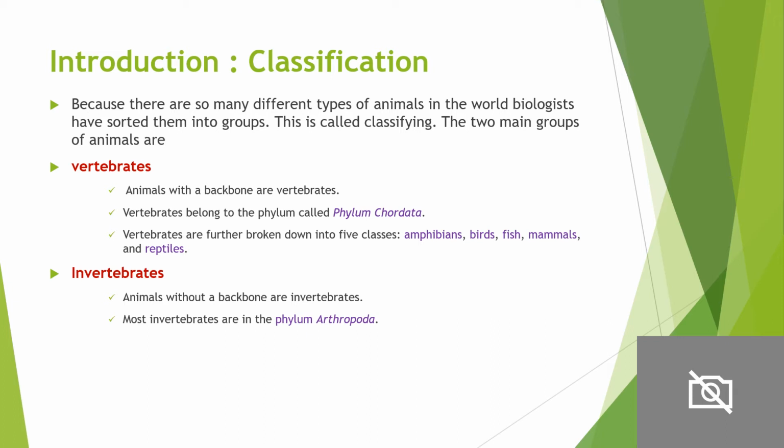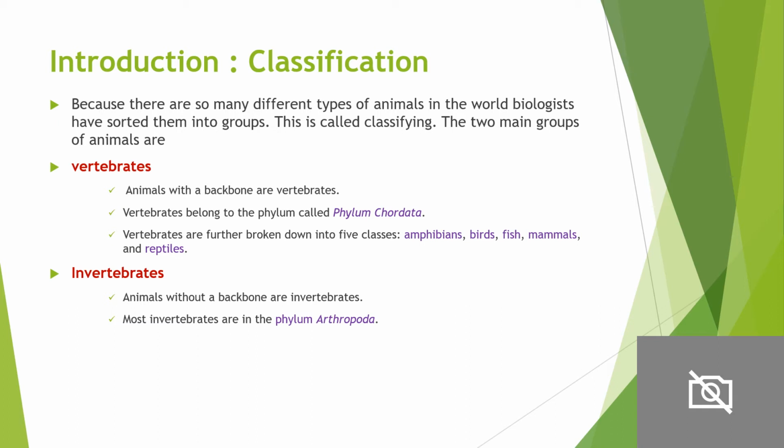What do we mean by vertebrates? Animals which have a backbone are called vertebrates. We are also vertebrates. Vertebrates belong to the phylum called Chordata, and vertebrates are further broken down into five classes: amphibians, birds, fishes, mammals and reptiles. That we'll see later.